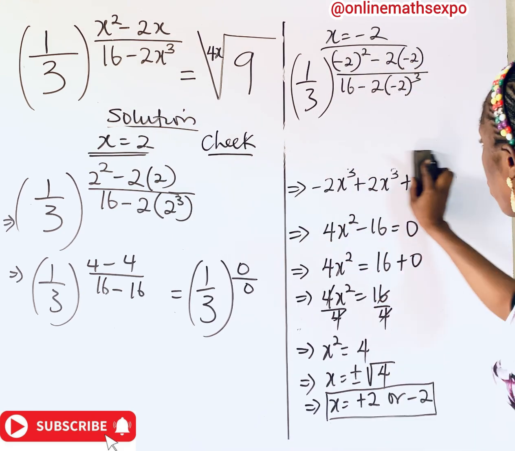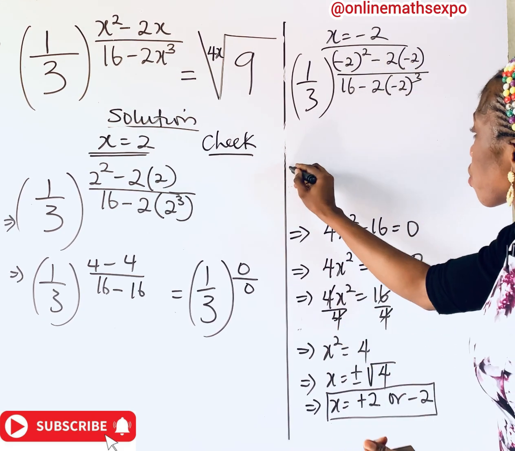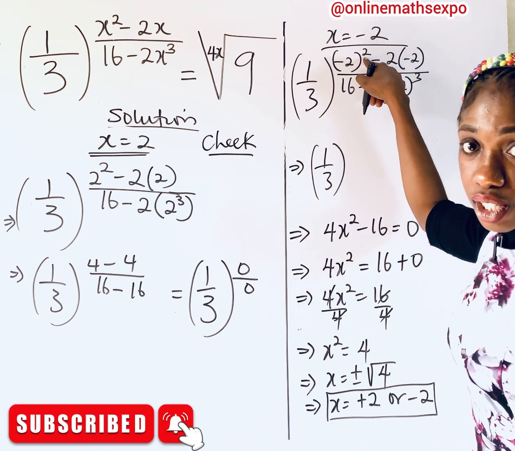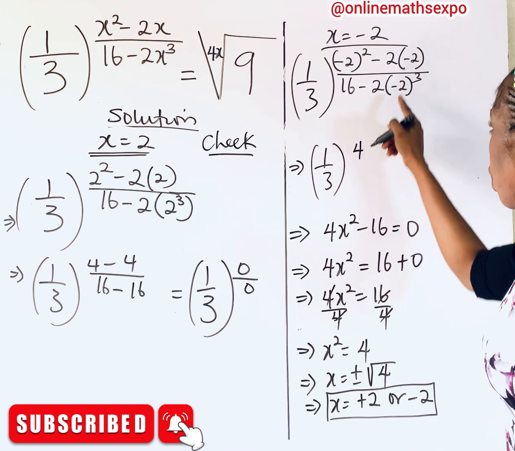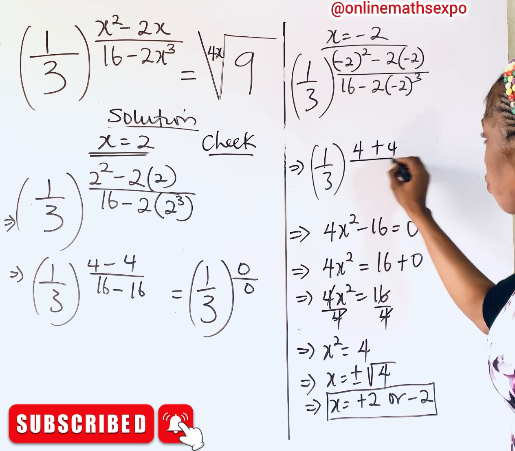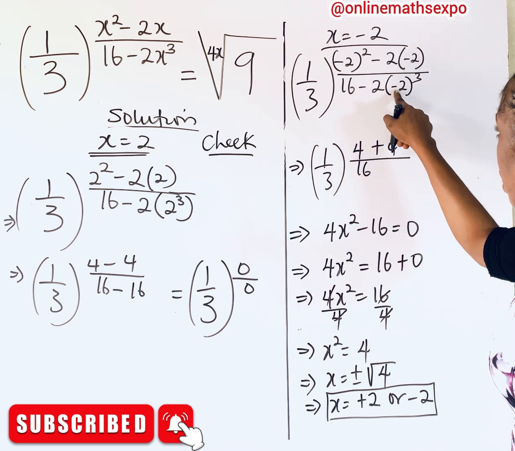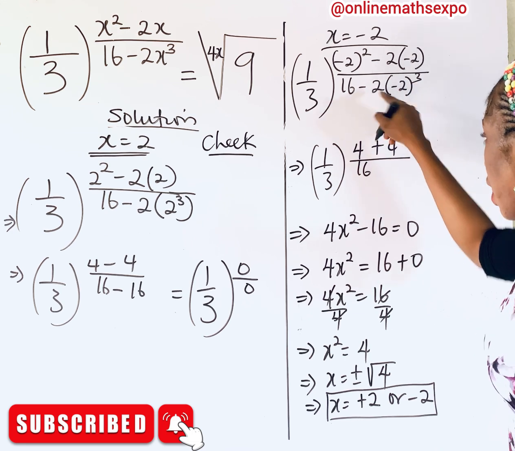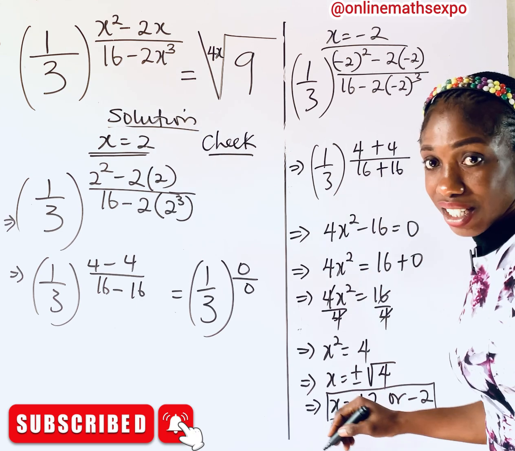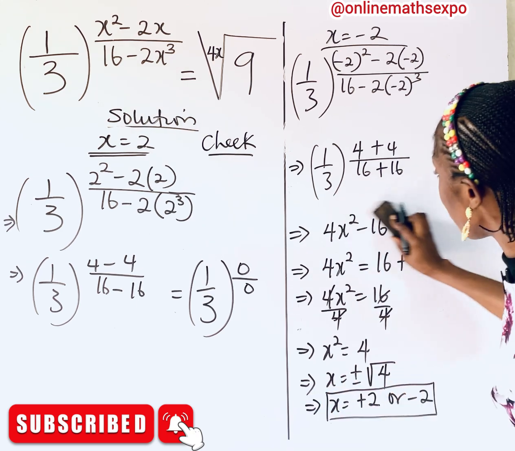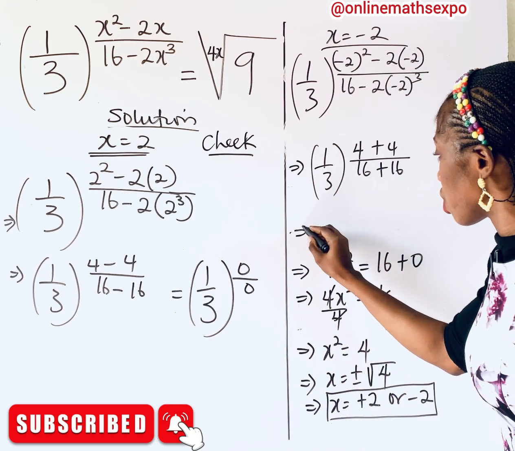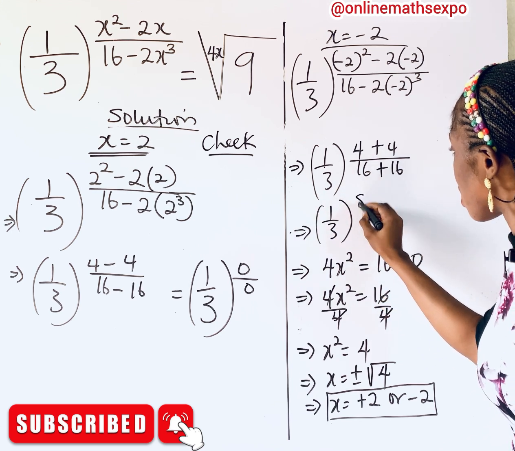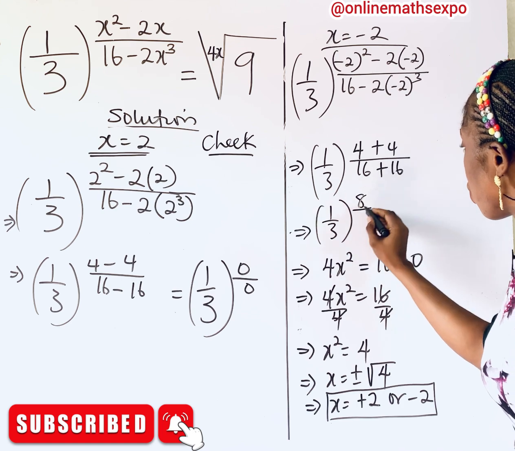In that case, we have 1/3 raised to power (-2) squared, which is -2 times -2, which is 4. Then multiply this, it gives you +4. Then we have 16, (-2) cubed is -8, and when you multiply by this, it gives you +16. Did you see that? So we have a solution which is 1/3 raised to power; if you add this, it gives you 8, all over, add this, it gives you 32.